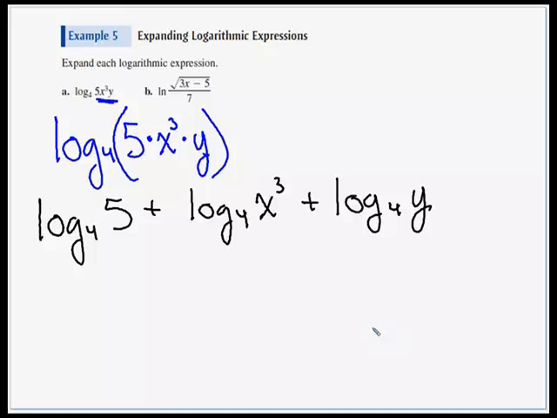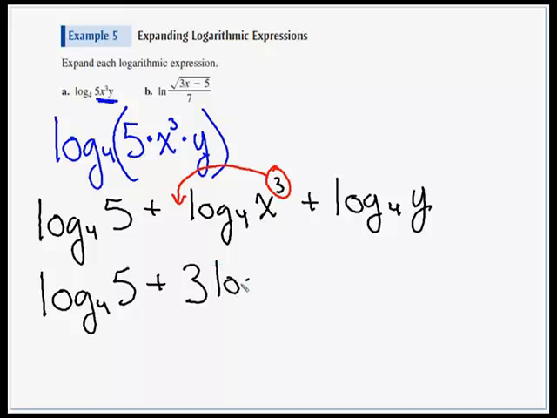And let's see, is there anything else we can do to simplify? The only thing I see is that exponent rule. That 3 we can drop down front. So we're going to have log base 4 of 5 plus 3 times the log base 4 of x plus log base 4 of y. So that was part A.